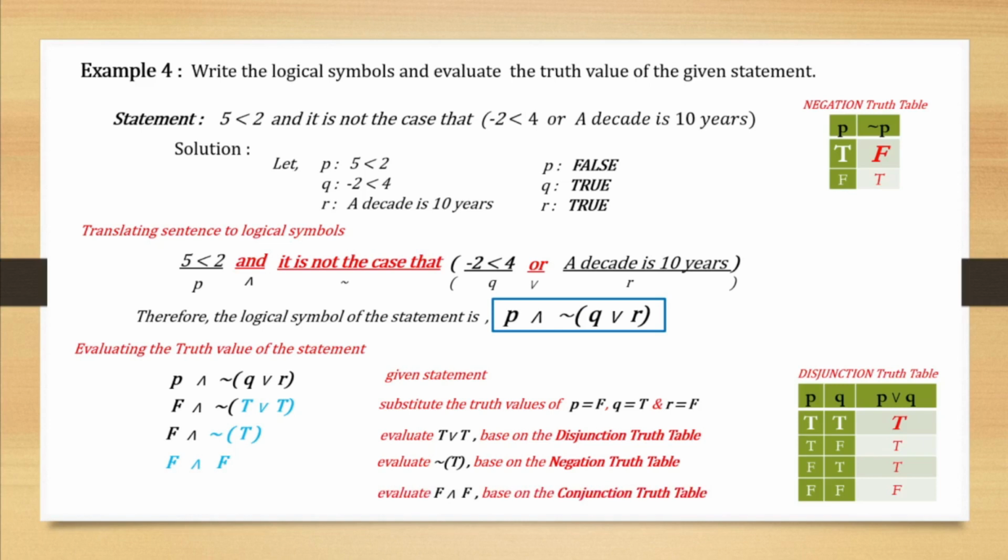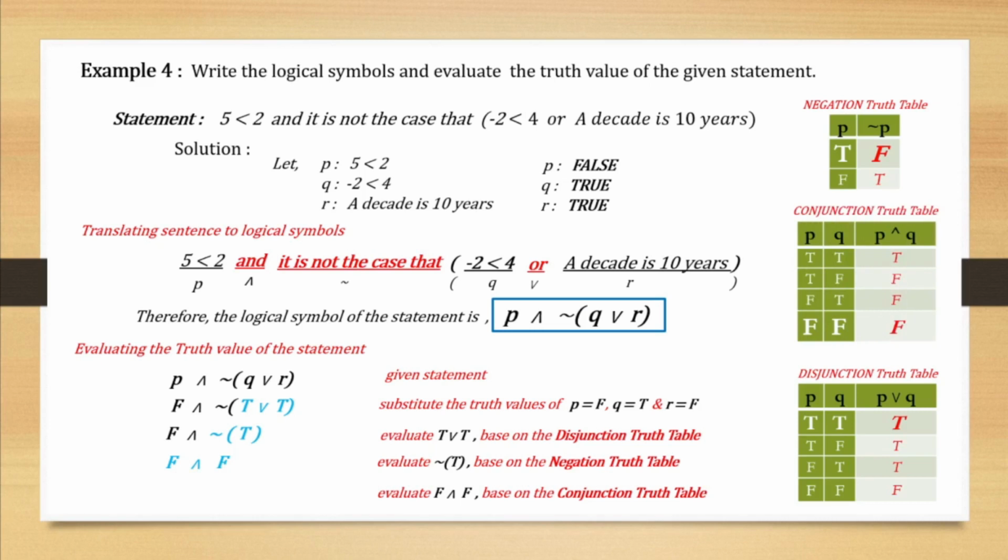As you can see now, we have the conjunction of false and false. So we have to evaluate this using the conjunction truth table, and it shows that when P and Q are both false, the conjunction of P and Q is false. Okay, then we can conclude that the statement 5 is less than 2, and it is not the case that negative 2 is less than 4 or a decade is 10 years, is a false statement.